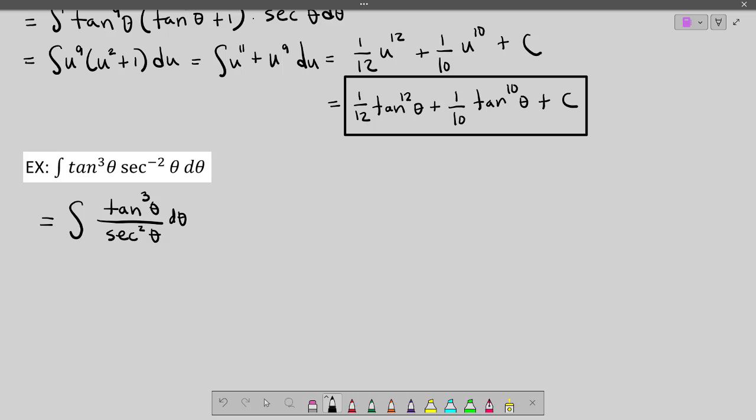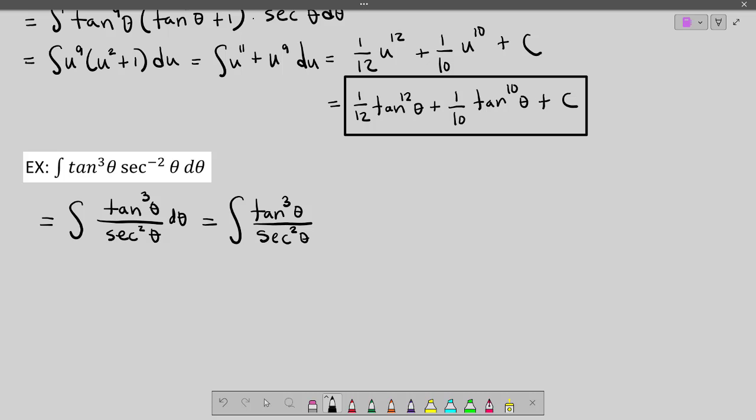We can't use the secant squared rule here. There's no secant squared in the numerator that we can pull over. So we definitely are going to use our tangent rule here. And so the rule for tangent says, if tangent is to an odd power, we want to pull off a secant times tangent. But again, we don't see a secant in the numerator to pull it off with the tangent. So we use our magic bullet.